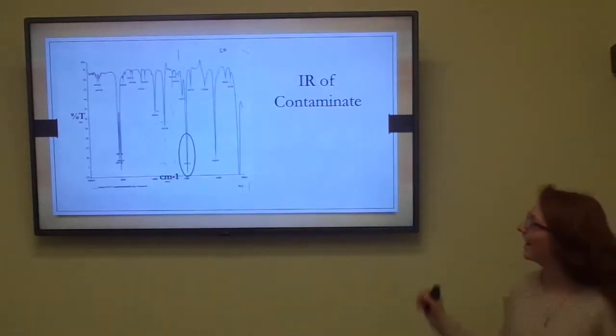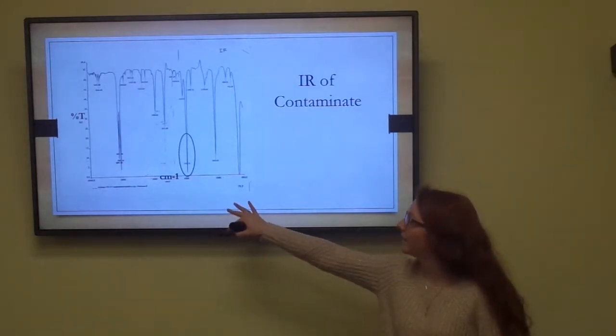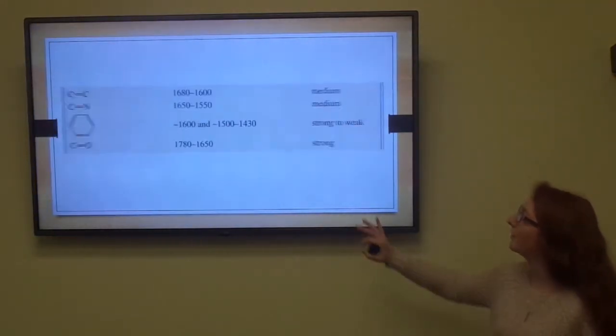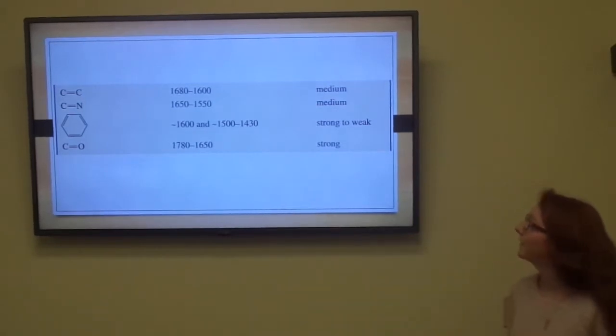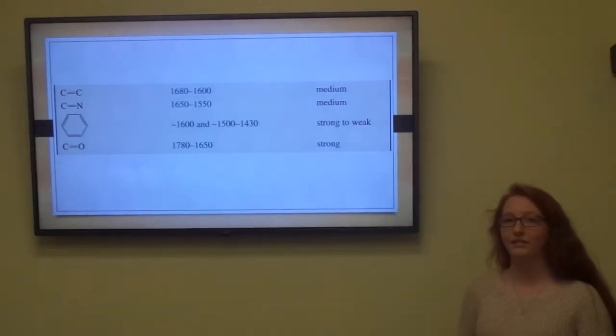Here we have the IR of the contaminant. Right here you will see that it's around 15,000 in the wavelength. And then when we look at the chart, I pulled it back up here, you will see that this leads to a benzene ring, and that will narrow it down. We were given options of what this contaminant may be, and that narrows it down to 3 different options.